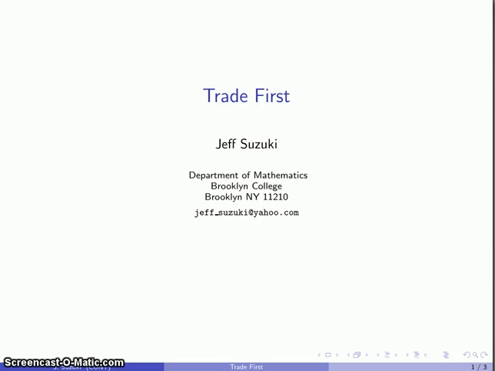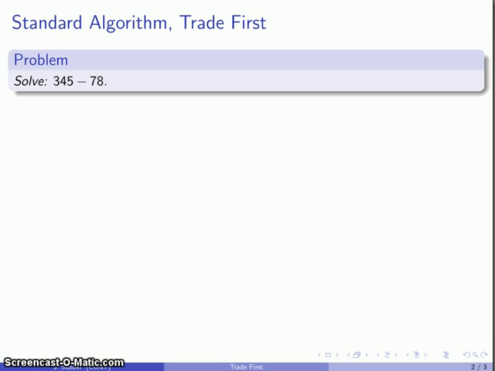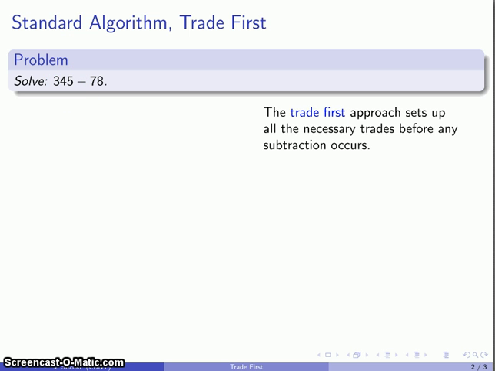So there's a number of ways of doing subtraction, and we'll look at a variation on the standard algorithm that's called trade first. Here's a fairly typical subtraction, 345 minus 78. The idea behind the trade first approach is we're going to set up everything we need to do before we actually do any of the subtractions. And there's a couple of advantages to this, as we'll see in a moment.